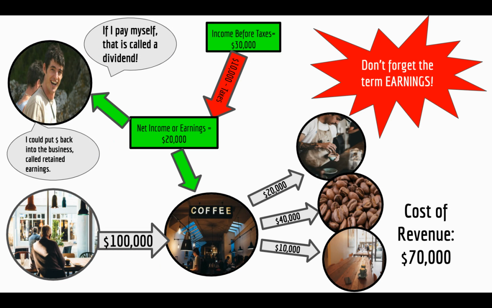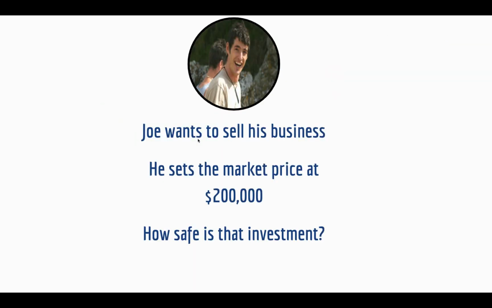Okay, so here we are back again. We have this up here to look at Joe's coffee shop. So this is similar to the previous slide. Again, we have our revenue, we have our cost of revenue, we have our income before taxes, then we have our taxes, and we have a net income. So we still have our net income or our earnings here of $20,000. Okay.